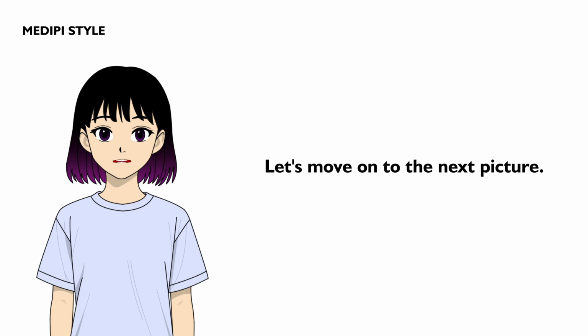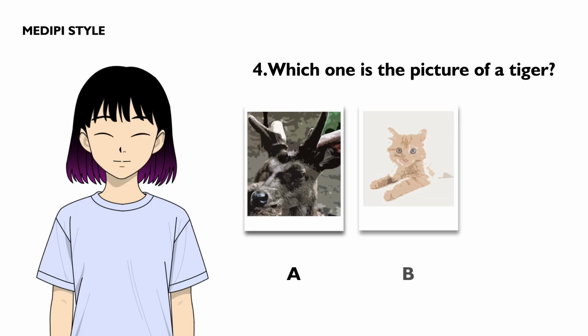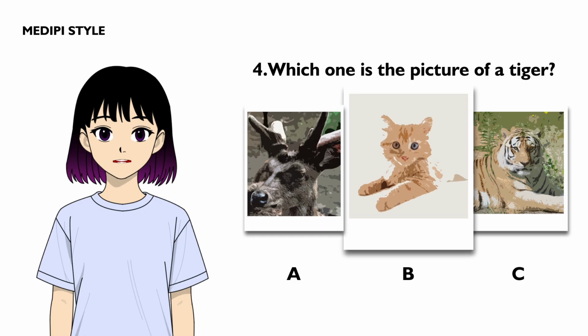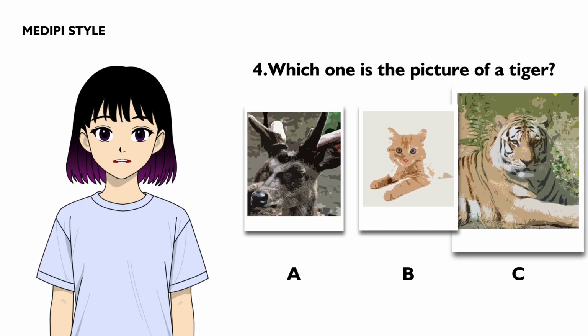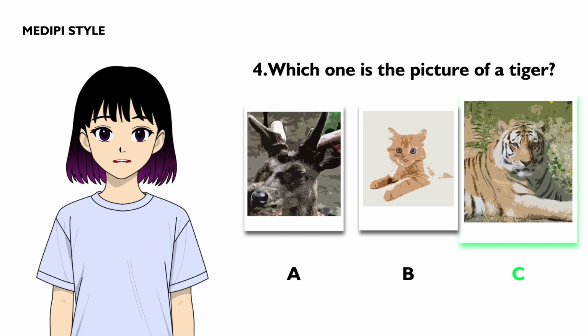Let's move on to the next picture. Which one is the picture of a tiger? A, B, C. That's right. This is a tiger.